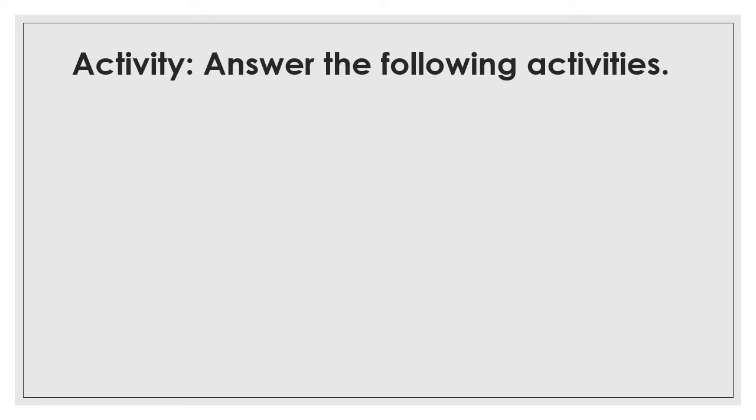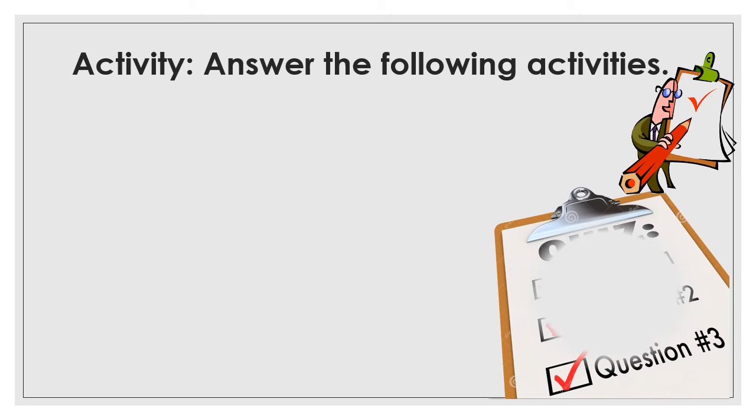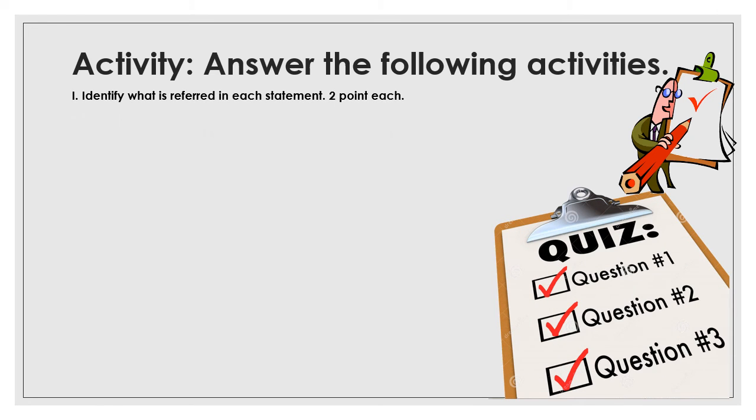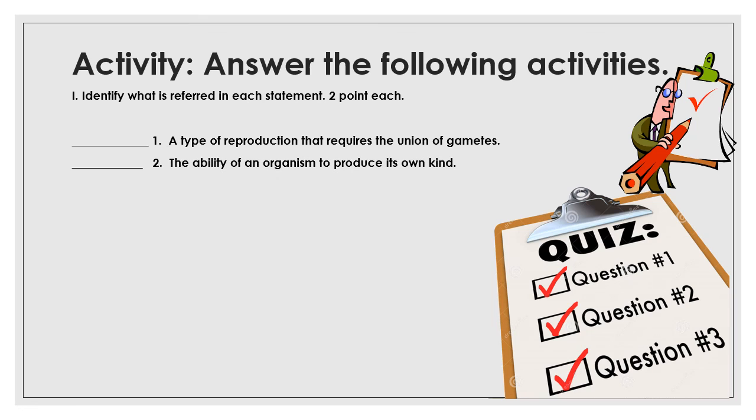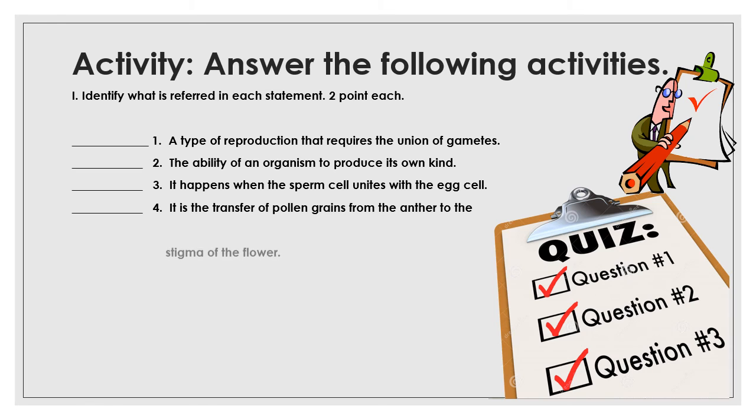Here are the activities for LAS number 9. You just need to answer this one using your LAS. Again, this activity is also found in your LAS number 9. Test 1 is identification. Identify what is referred in each statement. 2 points each. Number 1, it is a type of reproduction that requires the union of gametes. Number 2, the ability of an organism to produce its own kind. Number 3, it happens when the sperm cell unites with the egg cell. Number 4, it is the transfer of pollen grains from the anther to the stigma of the flower. And number 5, that is the union of two cells forming a zygote.